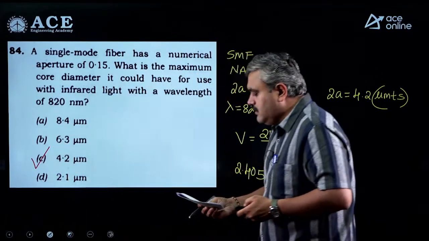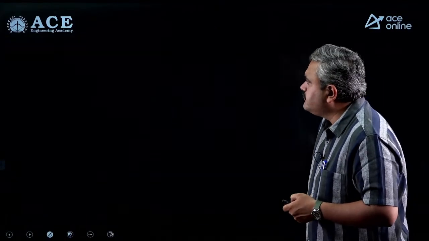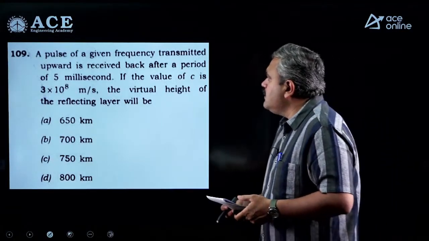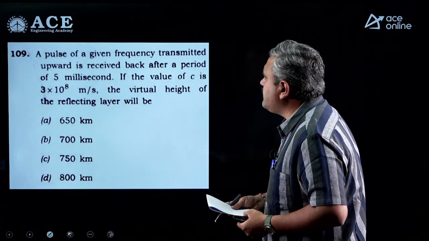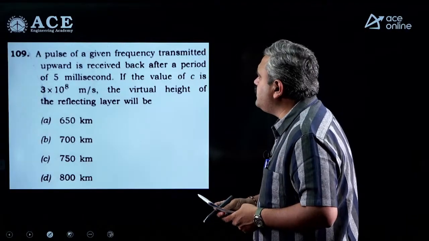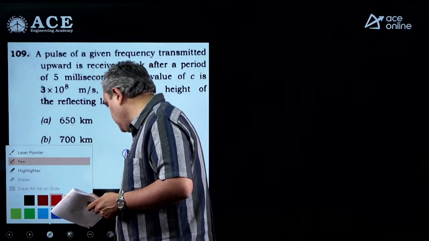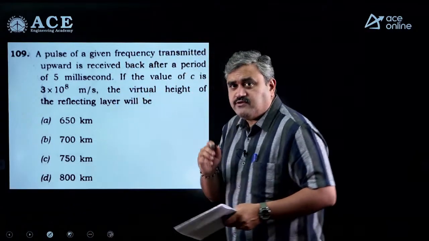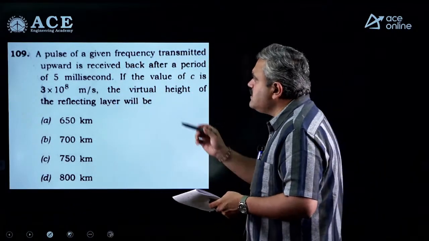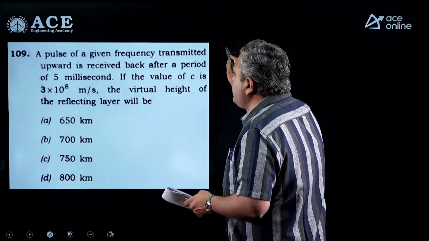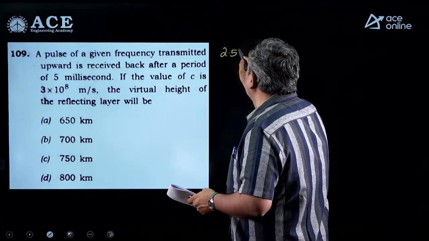Okay. Direct bit only. Next. A pulse of a given frequency transmitted upward is received back after a period of 5 milliseconds. So what is the time taken for one-way transmission? Total time taken to reach the destination and come back to the source is 5 milliseconds. So one way is 2.5 milliseconds.